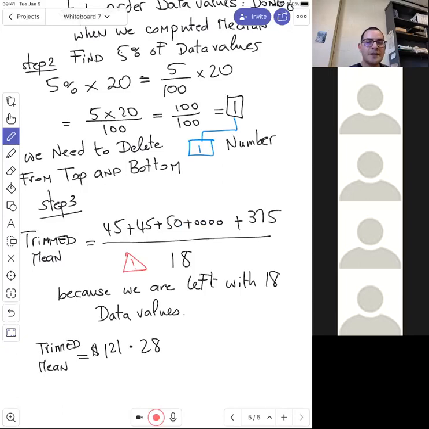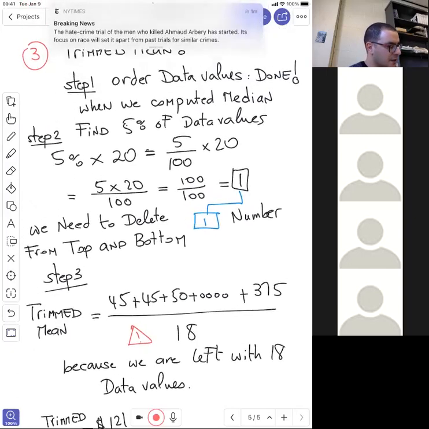Excuse me, Professor, does the trim mean have a special symbol? Nope. Okay, thank you.